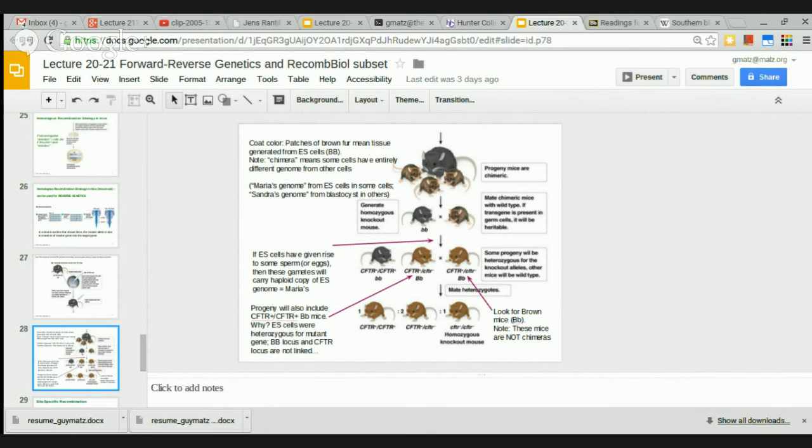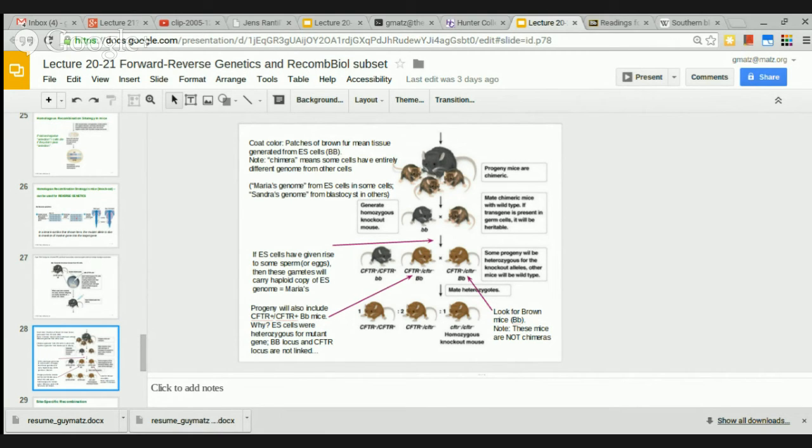Okay? So you say, okay, what this is telling me is that this is a genetic chimera, meaning that literally there are cells in this animal that I like to say some of them have Maria's genome, that is the genome that came from the ES cells, and other cells have a completely different genome, Sandra's genome, that come from that mother, the blastocyst of that mother. Okay. So what that means is that the germ cells that are going to develop in those animals, some of them will have the ES genes.